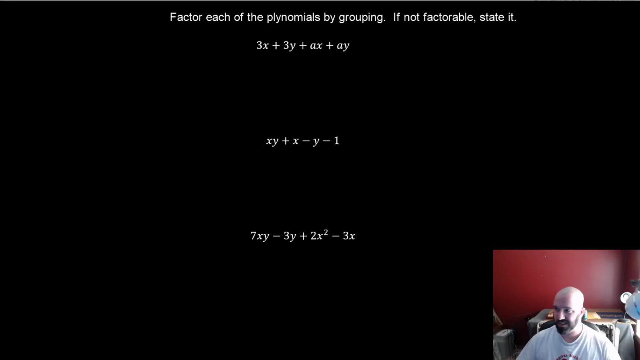All right, last one for 6.1. This is a culmination of everything you've done up to this point in chapter 6, or in 6.1. We're going to factor each of the polynomials by grouping. If it's not factorable, we have to say that it's not.